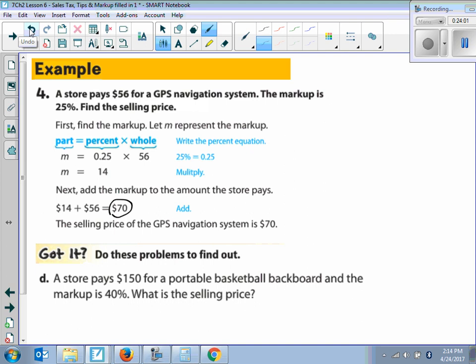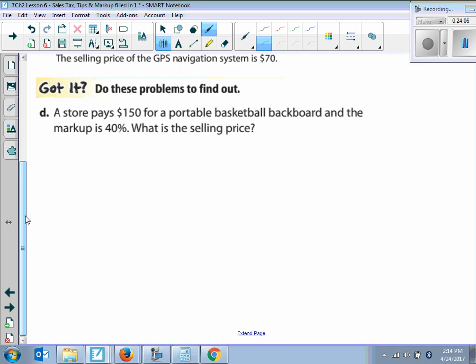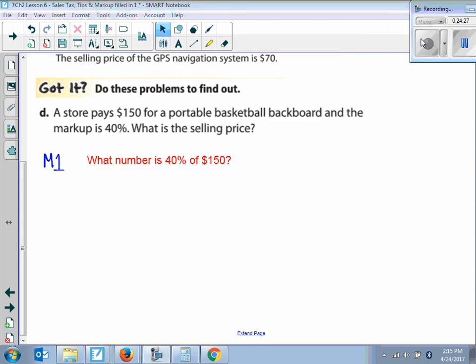Is everybody clear? All right, so let's do example D. And we will use method 1 for this one, because we want to find the markup, right? So a store pays $150 for a portable basketball backboard, and the markup is 40%. What is the selling price? So our what number is question is what number is 40% of $150?